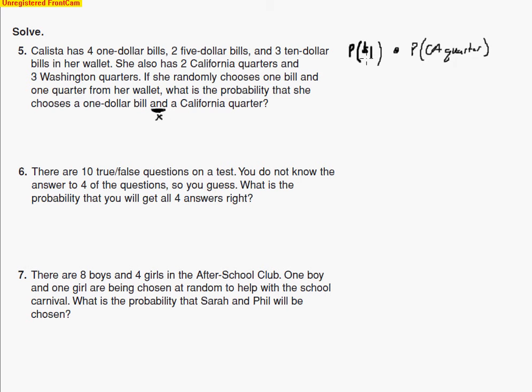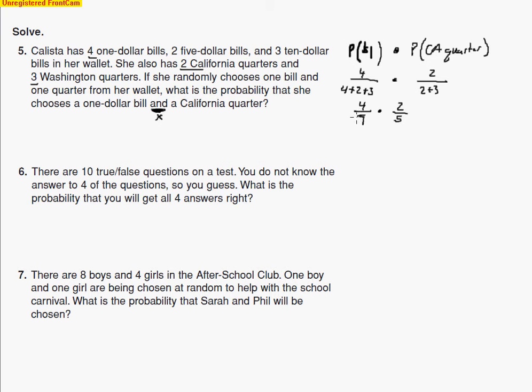So probability of a $1 bill. Let's count the number of $1 bills. Well, we have 4 $1 bills, it says. So that's 4 out of how many total? Well, we have 4 plus 2 plus 3. So we've got to add up all those numbers. Now we're going to multiply this by the probability of selecting a California quarter. How many California quarters are there? 2. So it's 2 out of how many quarters? Well, there's 3 and 2 together, so we'll add those numbers up, 2 plus 3. So we've got the 4 over, and then we add up these numbers. 4 plus 2 makes 6, plus 3 makes 9. Here we're multiplying. We have 2 out of 5.